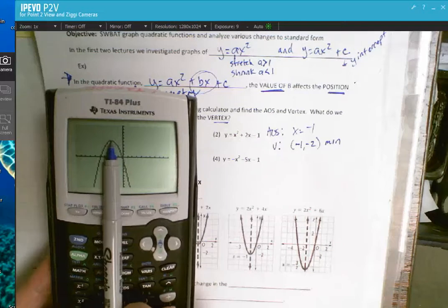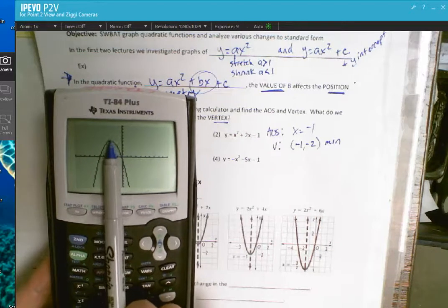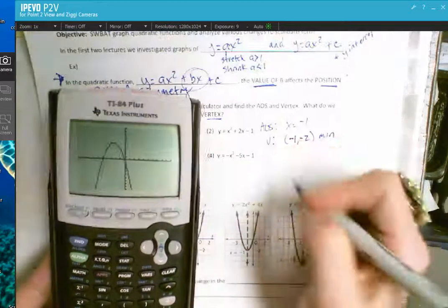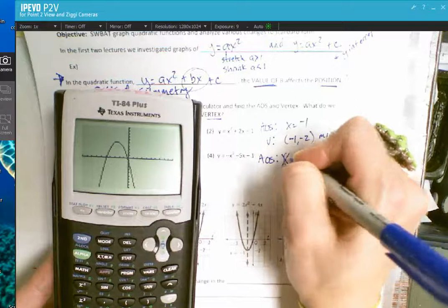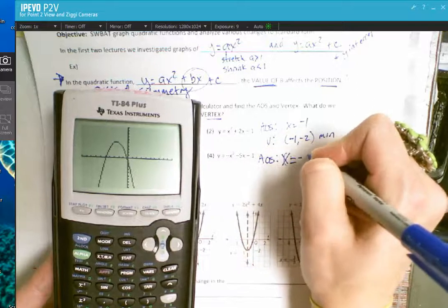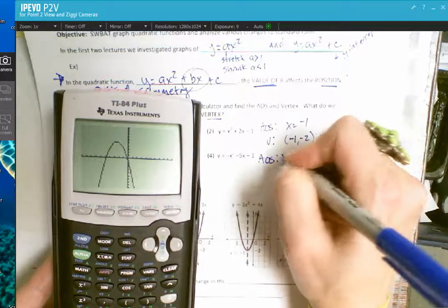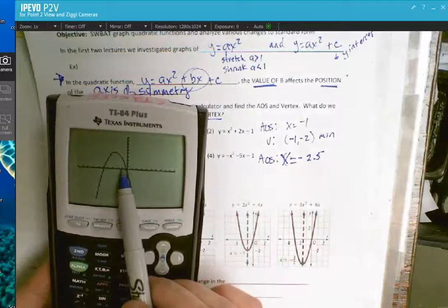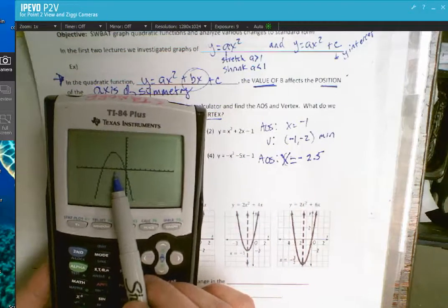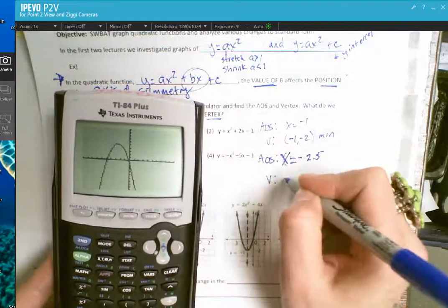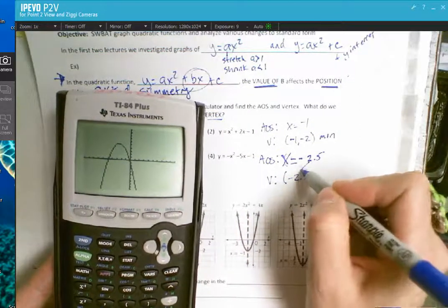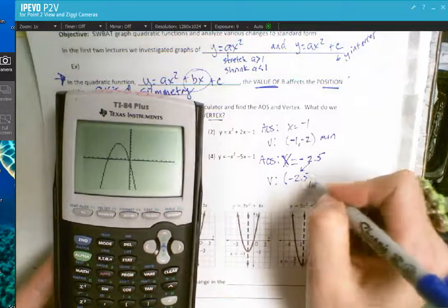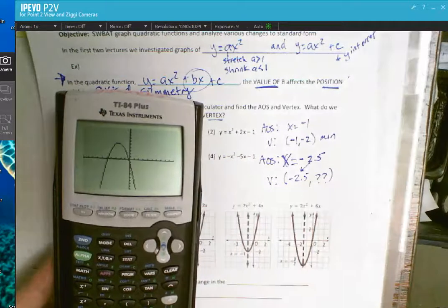And the b has shifted my axis of symmetry over here at negative. So it's not really easy. AOS is equal to x equals negative 2.5. And that's harder to see. 1, 2, it looks like 2.5. And then my vertex is at negative 2.5, because that's what my x value is. But it's hard to see what's going on here.